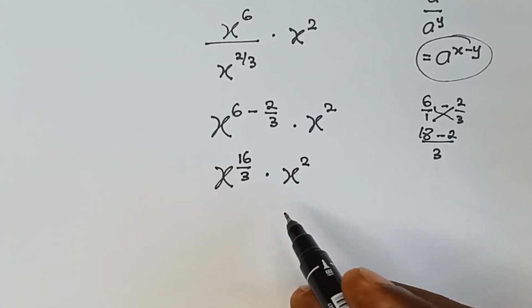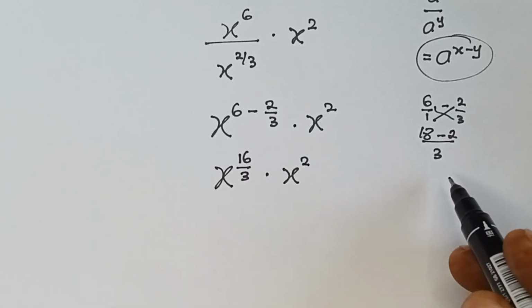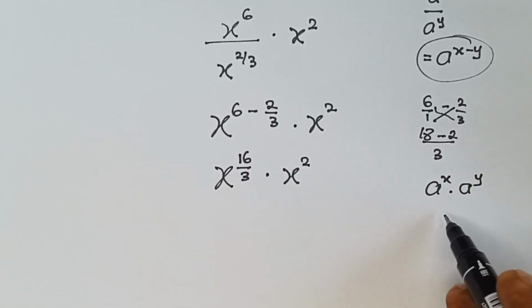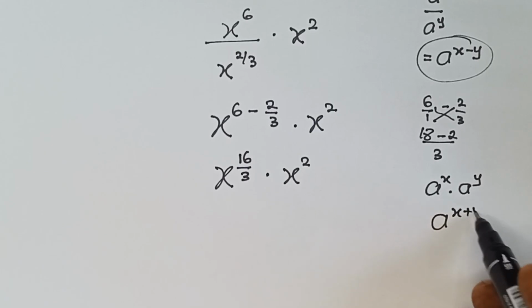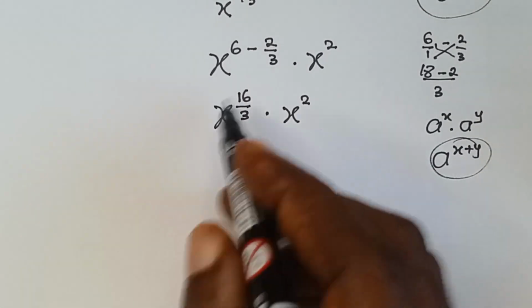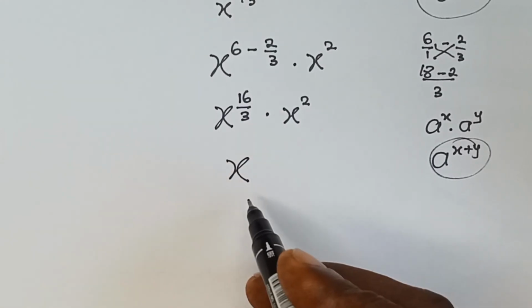2. Another law of exponents says that if you have a raised to power x multiplied by a raised to power y, it becomes a raised to power x plus y. Right, so we're going to apply that here now. So we're going to add the powers.